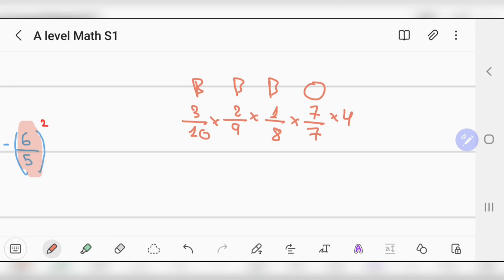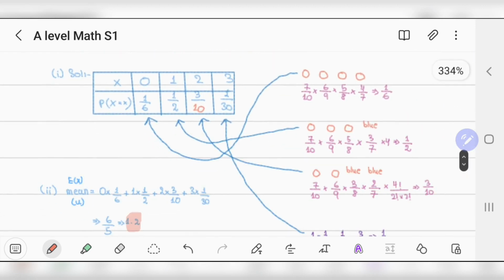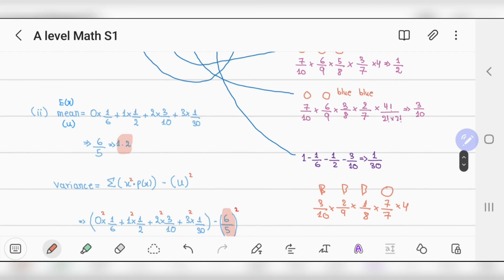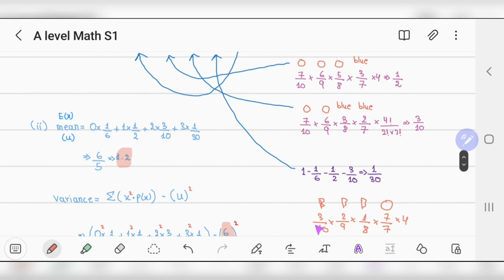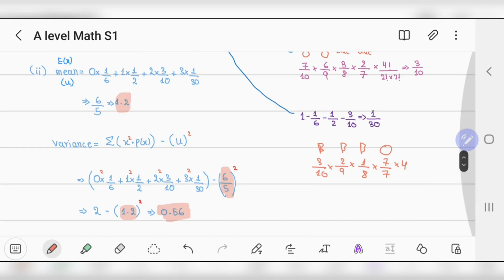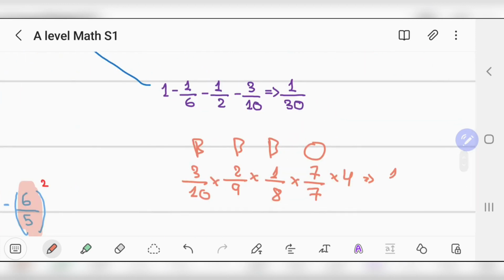And if I just use a calculator: 3 upon 10, 2 upon 9, and 1 upon 8, then 7 upon 7, and then multiply by 4. Yes, this is the answer. This is 1 upon 30. This is the answer.